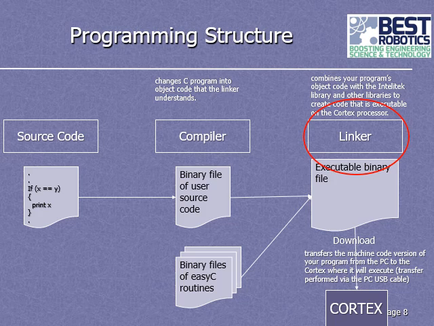It's self-contained, and then what you'll do there is you'll then download that executable binary file to the Cortex, and now your Cortex will have the software it needs to run whatever it was that you generated in your source code.